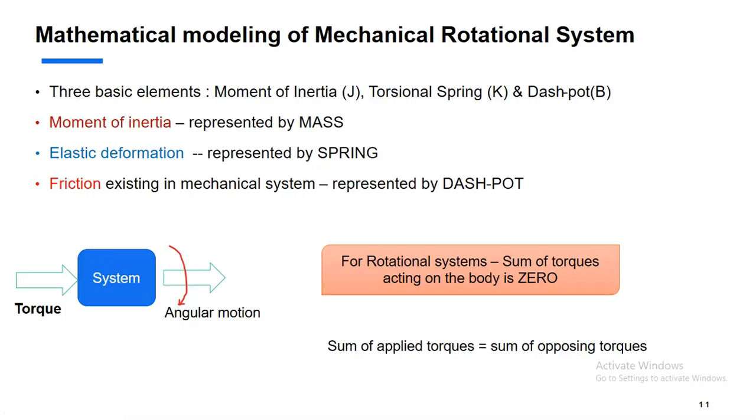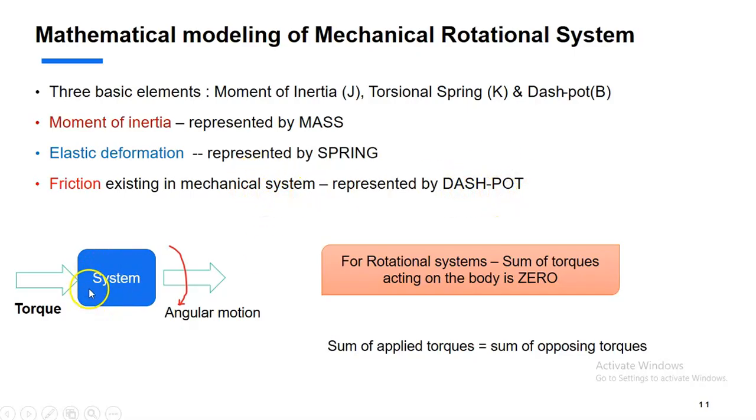Let's see the mathematical modeling of mechanical rotational systems. There are three important elements we are going to use, that is moment of inertia, torsional spring and dash pot. The moment of inertia is representing the mass. The elastic deformation is represented by the spring. The friction associated with the mechanical system is represented by the dash pot.